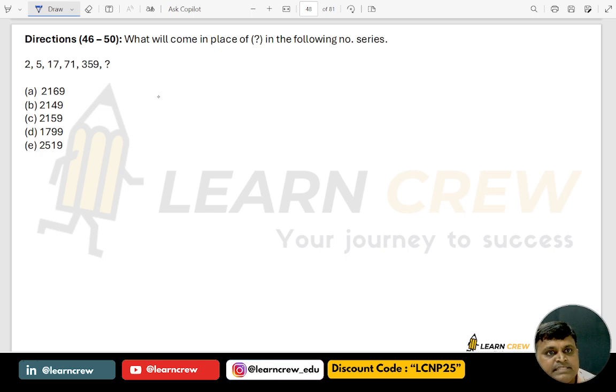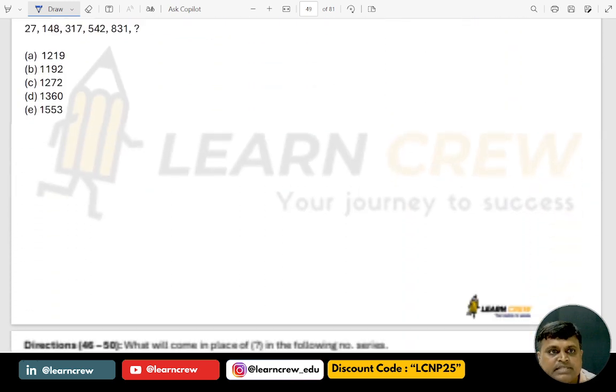2, 5, 17, 71. So 2 into 2 plus 1, 5 into 3 plus 2, into 4 plus 3, into 5 plus 4. So for the required term, it is into 6 plus 5. 9 into 6 is 54, and 4 plus 5 is 9. All options end with 9 only. So 359 into 6 plus 5 is 2159. 2159 is the answer.